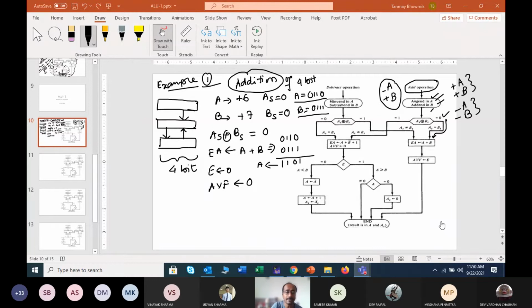So that means finally you can get your result in A and AS. So what was your A after all this operation? It is 1, 1, 0, 1, and what is your AS? It is 0, because initially your AS was 0, and you can see from those steps nowhere your AS had been modified, right? That is why your AS is also 0. So finally, this is your result.